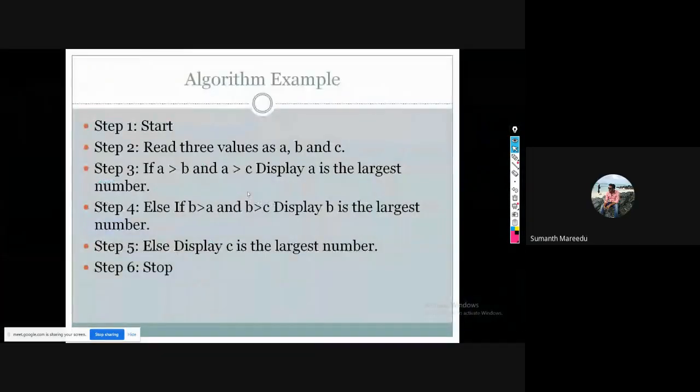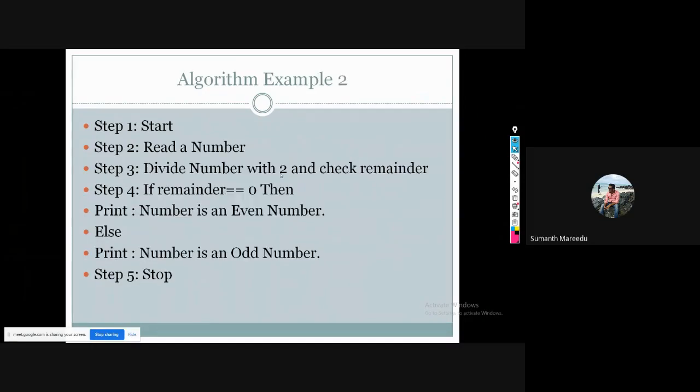So this is an algorithm for finding the largest of 3 numbers. Okay. So next, moving on to one more example for discussion. So here I am trying to find out whether the given number is an even number or odd number. I am given one number and I am trying to find out whether that number is an even number or odd number.